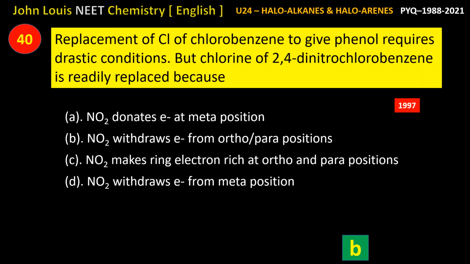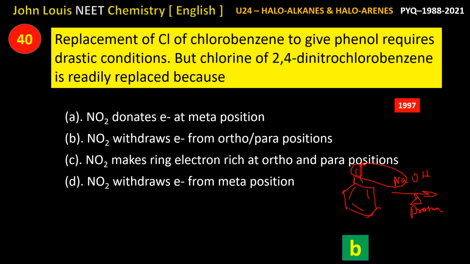Replacement of chlorine of chlorobenzene to give phenol requires drastic conditions, but chlorine of 2,4-dinitrochlorobenzene is replaced readily because, see here what they are asking is, so here in order to substitute this chlorine to give phenol, that is when it is treated with sodium hydroxide under high temperature and pressure. So a drastic condition is required to replace this chlorine with OH group because this chlorine forms a double bond with the benzene ring due to the resonance. Therefore this bond becomes stronger, it cannot be replaced.